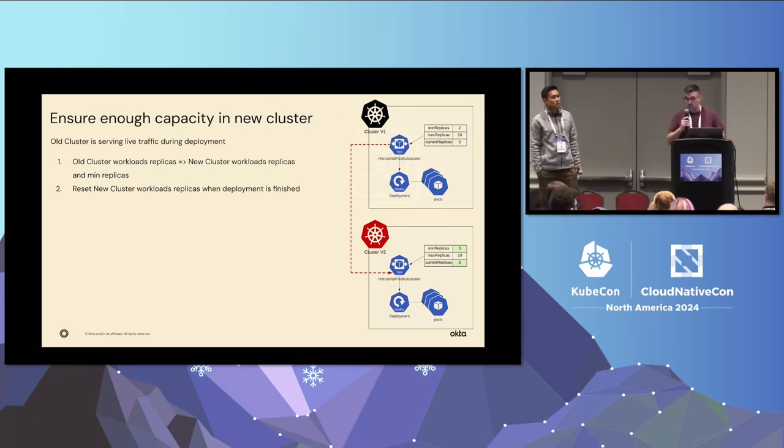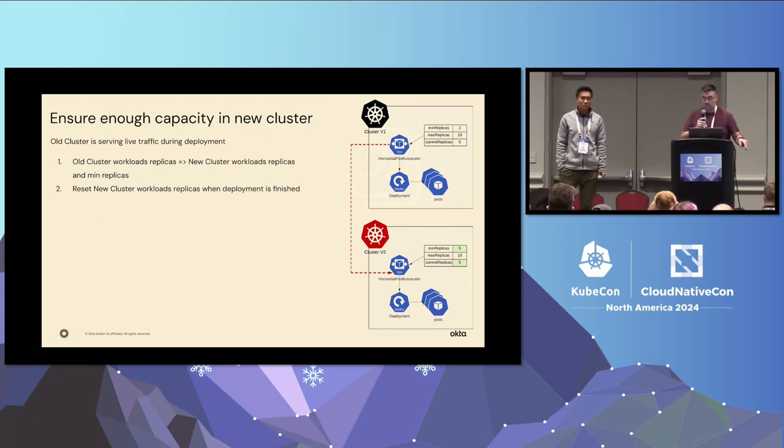So we use the old cluster replicas as the new cluster current and minimum replicas. Once the deployment is finished, we reset the HPA to the default values, and from now on, we just let it handle scale as usual. We apply the same logic on the node sizing, where we copy the node desired and min count from the old to the new cluster.